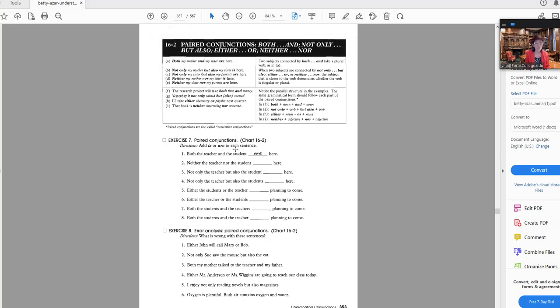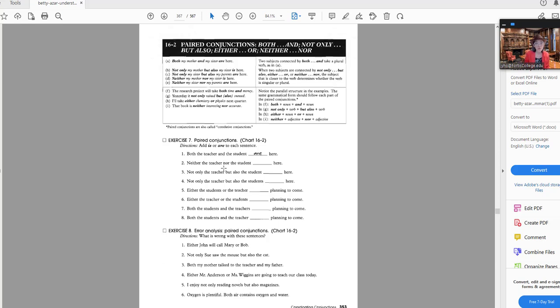Both the teacher and the student are here. So when you have both and, that is a compound subject, so therefore it takes a plural verb, are. Neither the teacher nor the student is here. You always look at the second subject to tell whether the verb is plural or singular. When you have neither nor, and not only but also, you always look at the second subject to tell if the verb is singular or plural. That's different from both and. Both and, the verb is always plural.